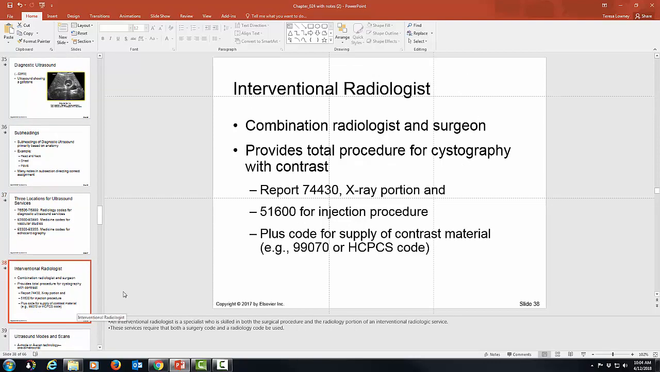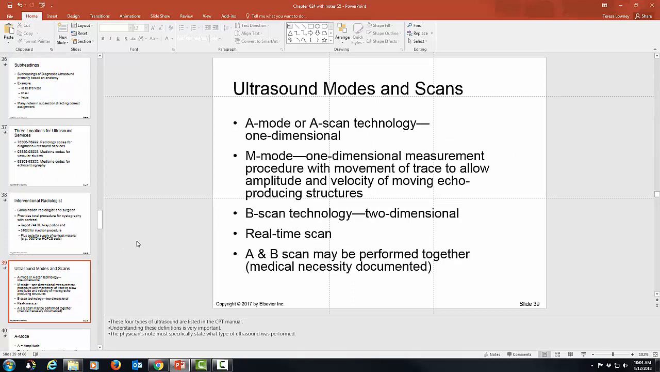An interventional radiologist combines the radiologist and the surgeon. He provides the total procedure, for example, for a cystography with contrast. So he's going to be the one doing those. He's a specialist who's skilled in both of these fields and has gone on to extra schooling to know all of this. They're very commonly used in cancer treatment.